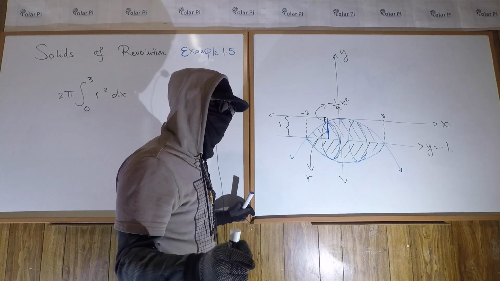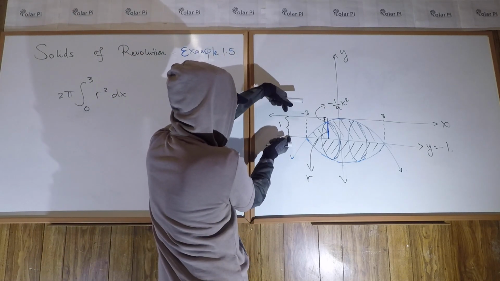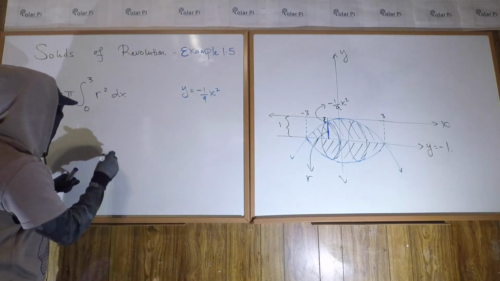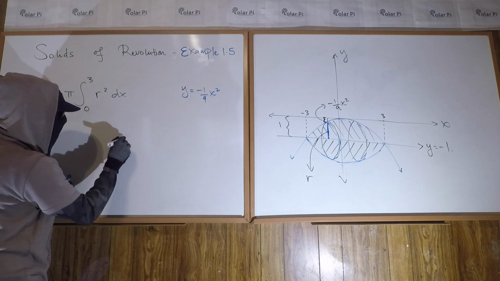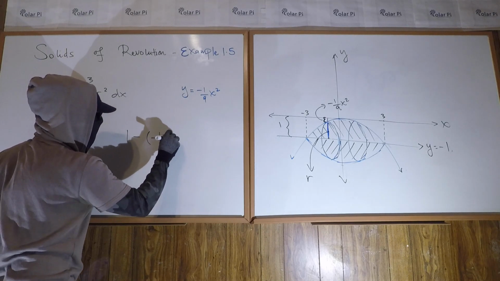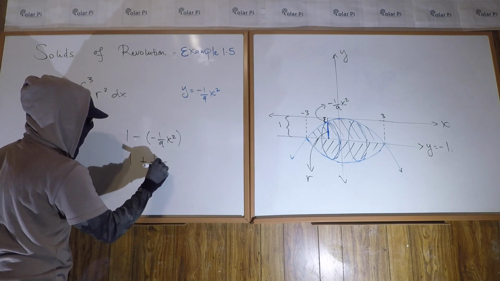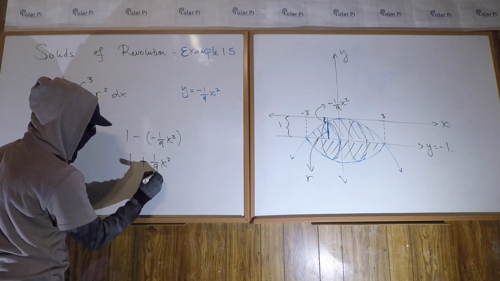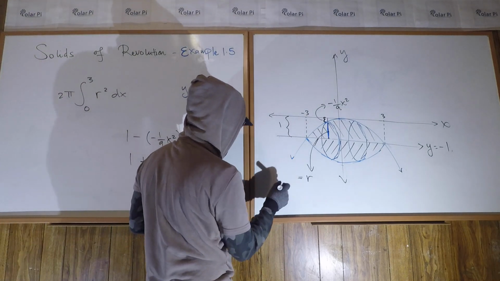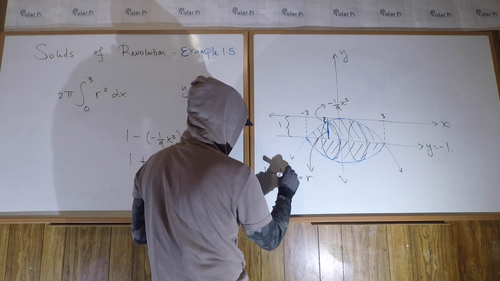So where would you go wrong? Well, you want to say 1 minus this bit. But if we do that, we're going to have to write 1 minus -1/9 x squared, which is 1 plus 1/9 x squared. This is the wrong R. The correct R is equal to 1 minus 1/9 x squared.